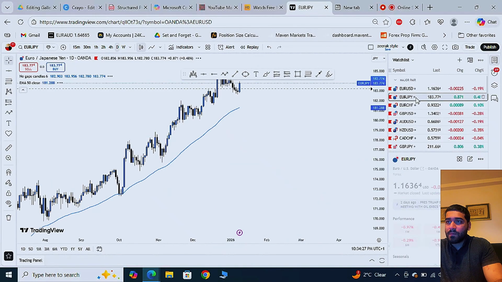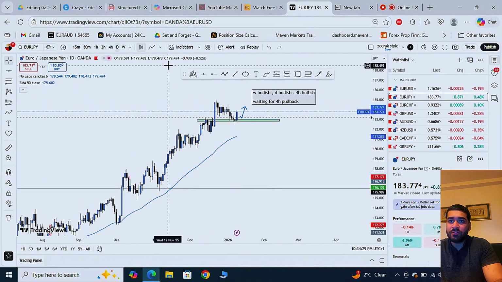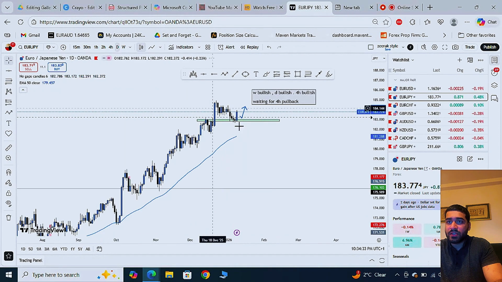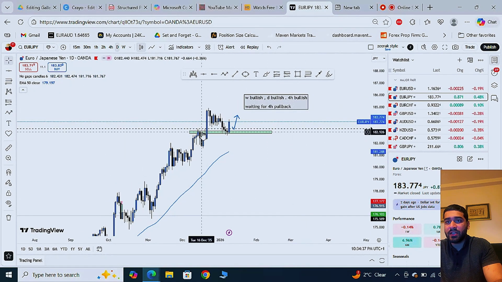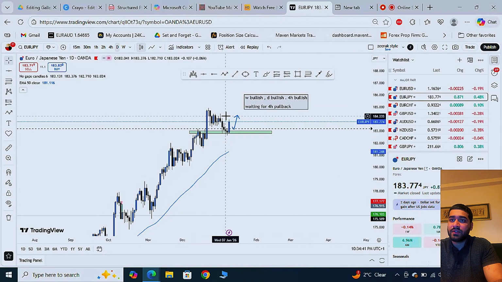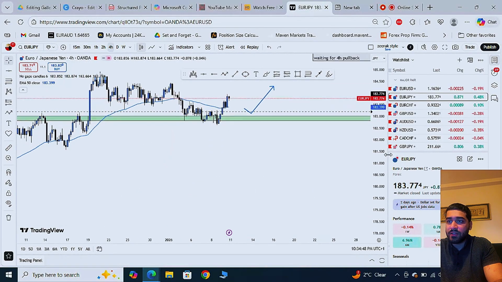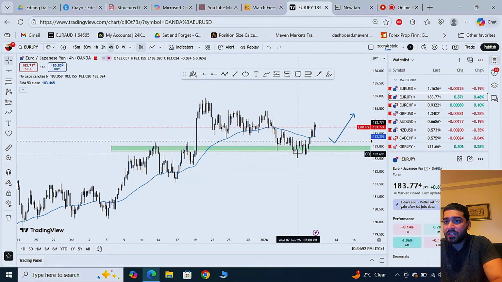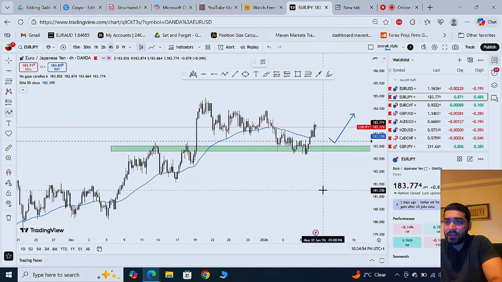Okay, this one, EUR/JPY. So the weekly is bullish, the daily is also bullish, and this is actually not the daily area of interest because we don't have three touches in the area of interest, and we have this daily rejection candlestick, bullish engulfing candlestick. The 4-hour is actually bullish, so this is actually the 4-hour area of interest.